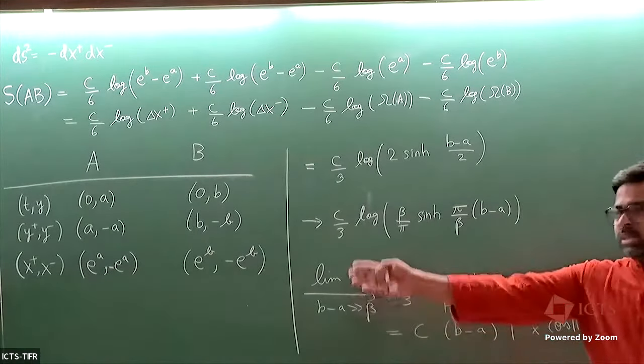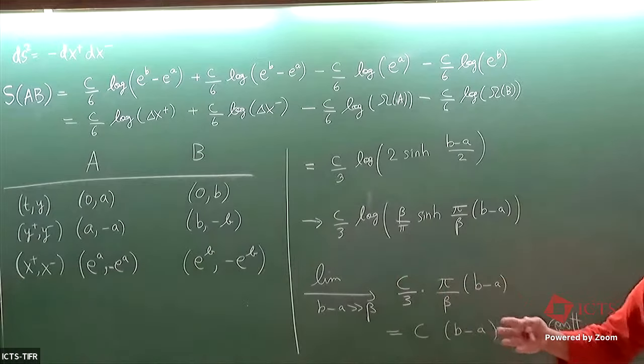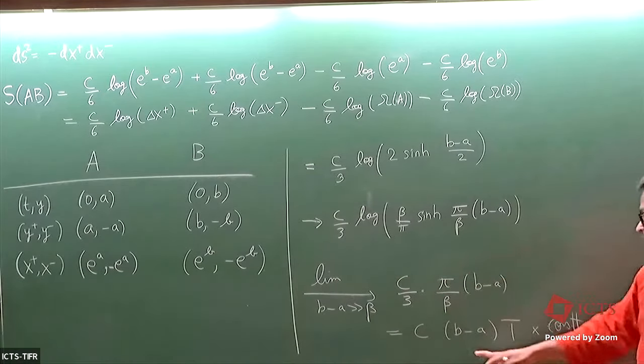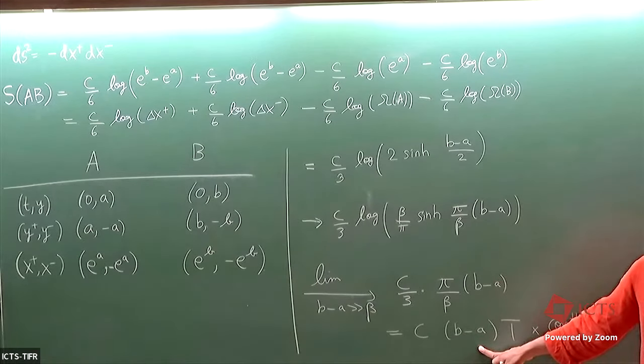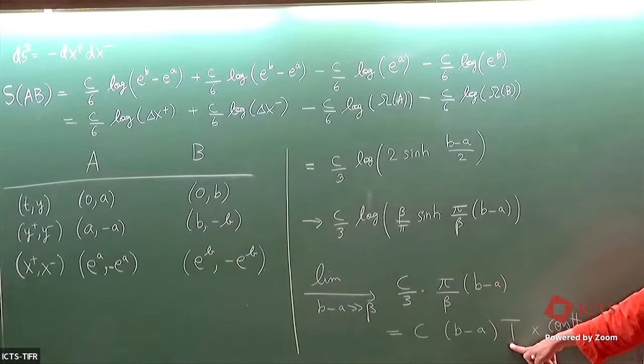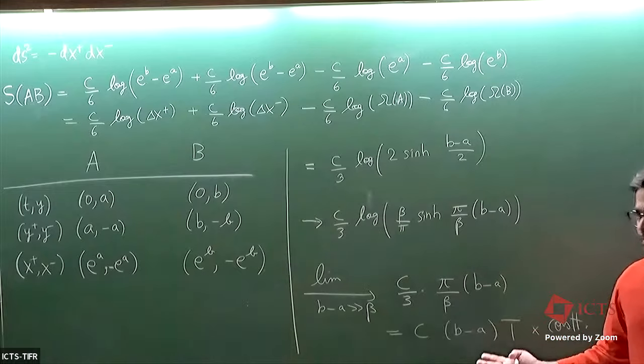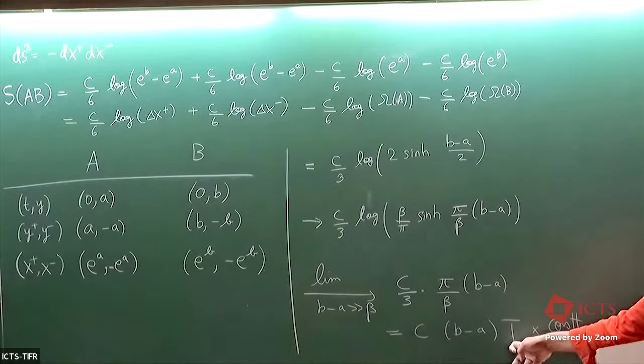We just have a thermal state on an infinite line. And since it's conformal, the answer has to be extensive, so it has to be proportional to B minus A. And to make it dimensionless, it has to be multiplied by the temperature. And the c comes because c is the measure of the number of degrees of freedom. So these three factors are kind of obvious. And then this pi over 3 is the thing that you calculate from this.